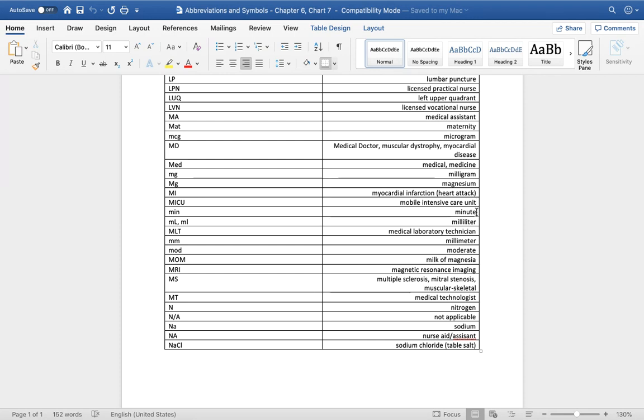MIN, this is minutes. It's a measurement of time. Generally, we measure pulse rate in beats per minute, or respirations in respirations per minute. A minute consists of 60 seconds. ML, milliliter. This is a unit of measurement for volume. A milliliter is equal to 1 cubic centimeter. 1,000 milliliters equals a liter.